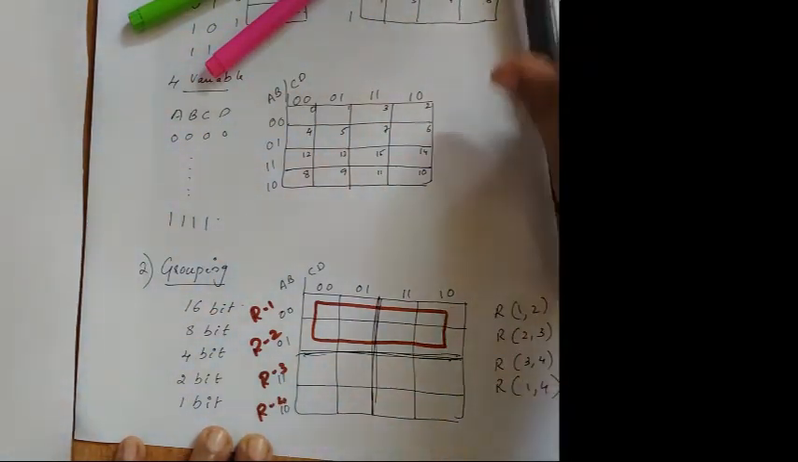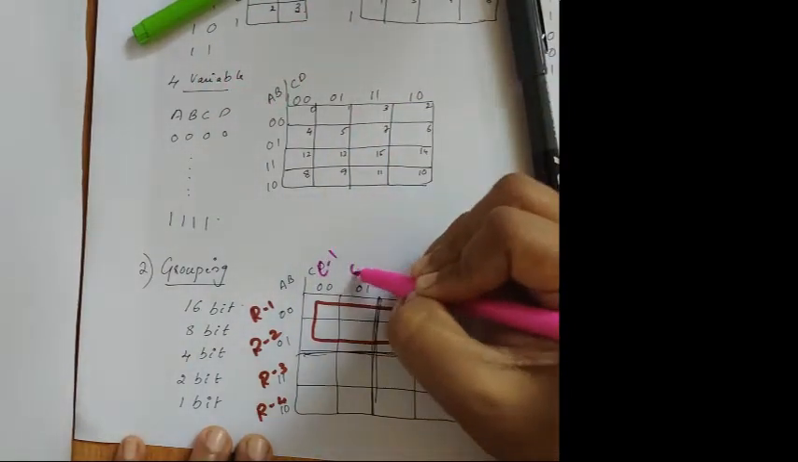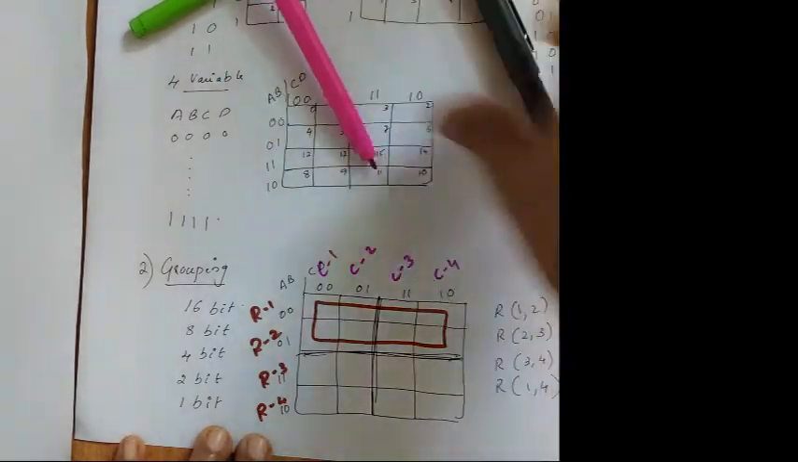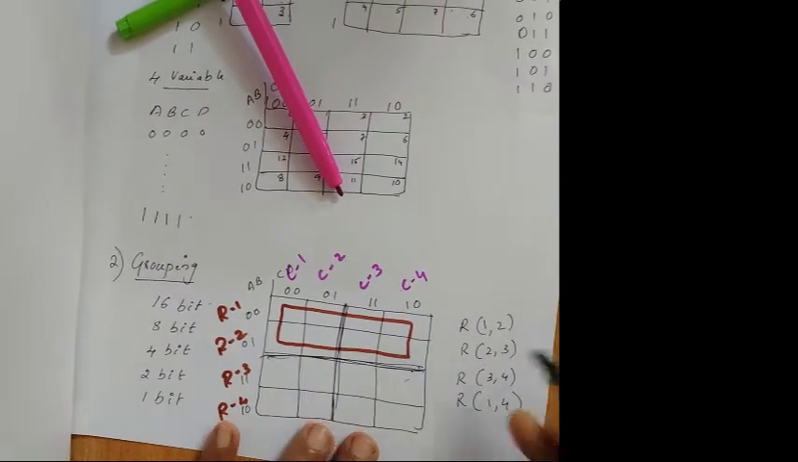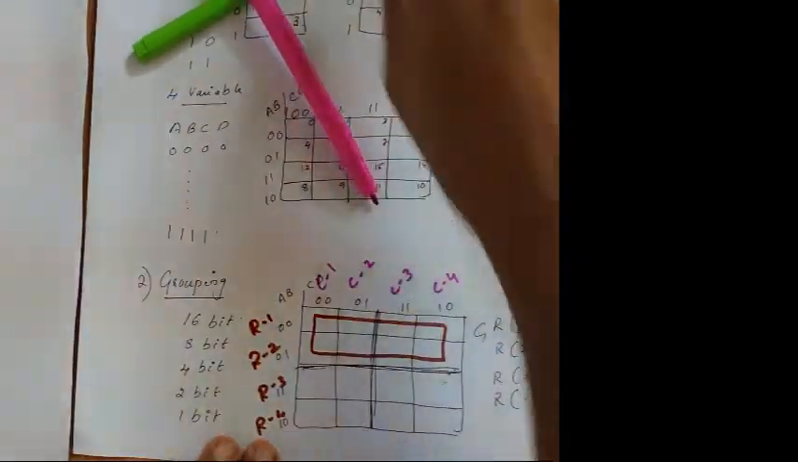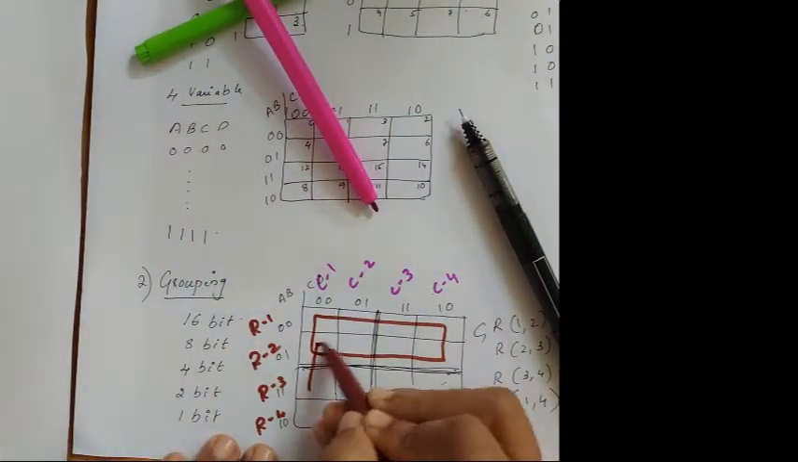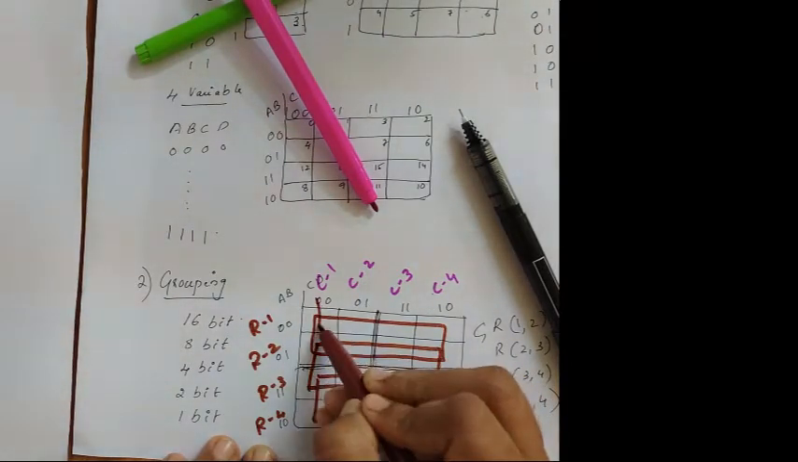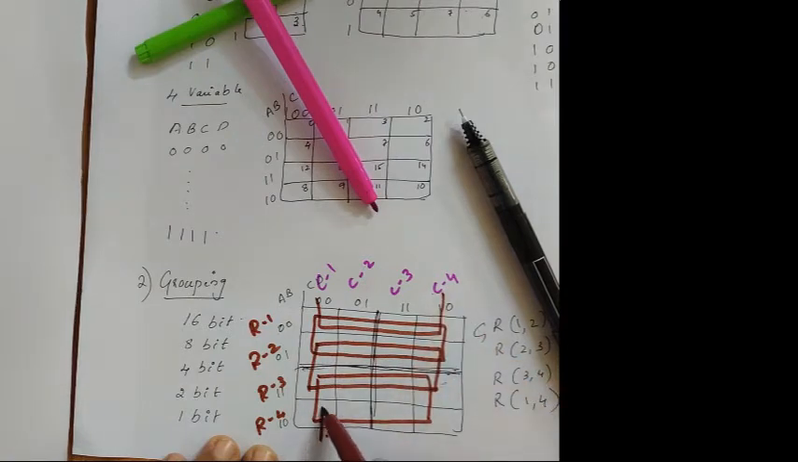Likewise, this is the column side. So C1, C2, C3, C4. Same thing as you are grouping. You can group column 1 and 2, these two columns. I'll show you once again. 2 and 3. Similarly, 3 and 4. Then lastly you can group 1 and 4.